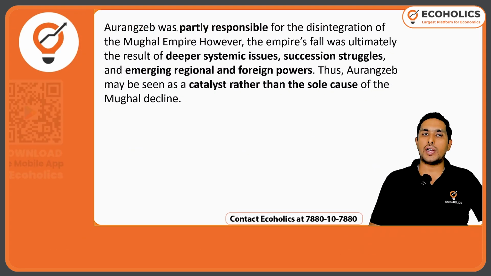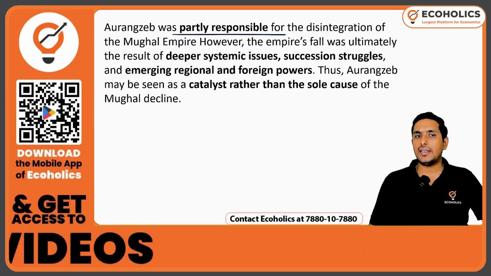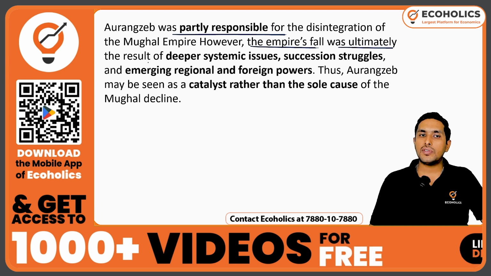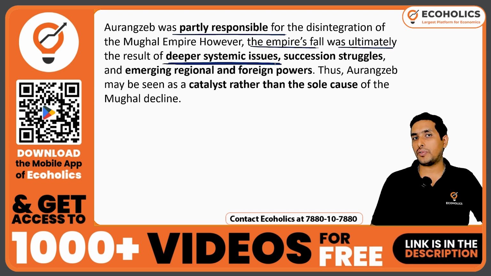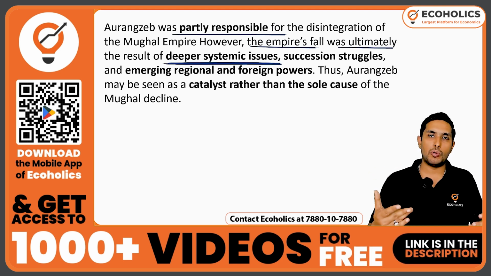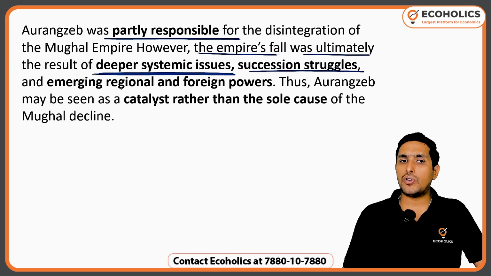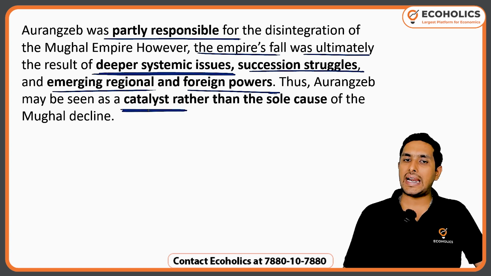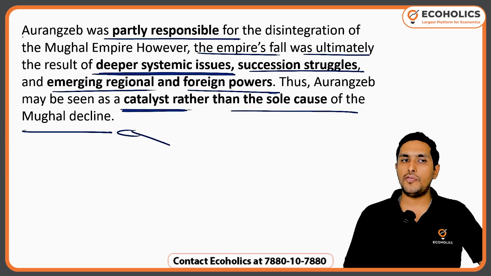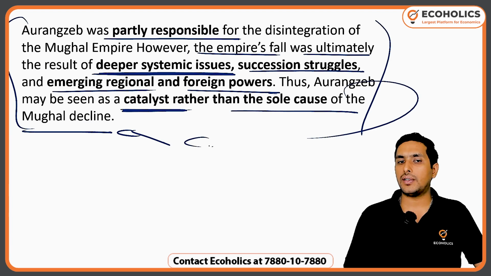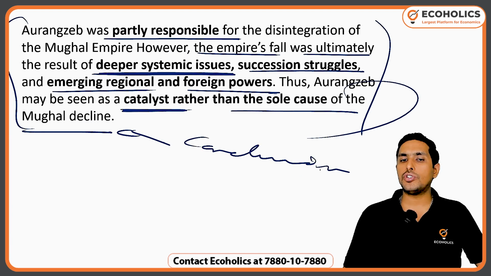Clear? So Aurangzeb was partly responsible. I'm not denying that, but the empire's fall was the result of deeper systemic issues we have to understand, like the Jagirdari crisis, nobles not under control, succession struggles, and a lot of regional and foreign powers, of course. So Aurangzeb was a catalyst, but not the sole cause of Mughal decline. So this is how you conclude that. That is how a balanced conclusion should look.